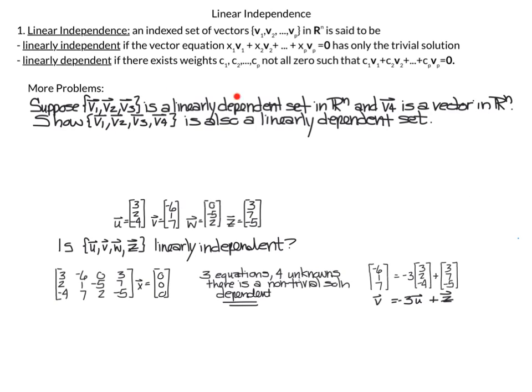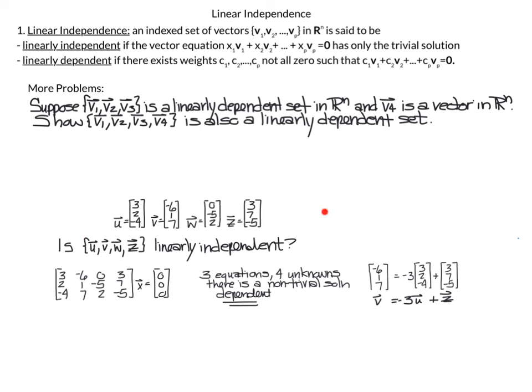And this last problem I'm going to relate to our previous problem. So the last problem is, suppose that we have three vectors, v1, v2, v3, that are linearly dependent. So it's a dependent set. And v4 is another vector in Rn. Show that v1, v2, v3 with the addition of v4 is also linearly dependent.